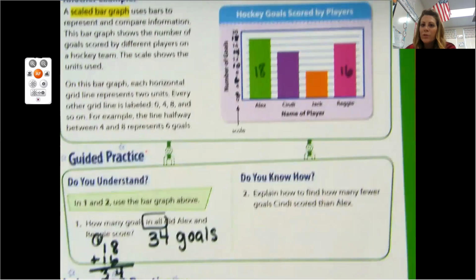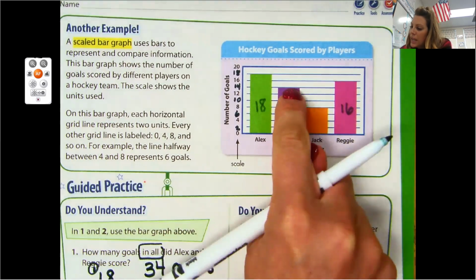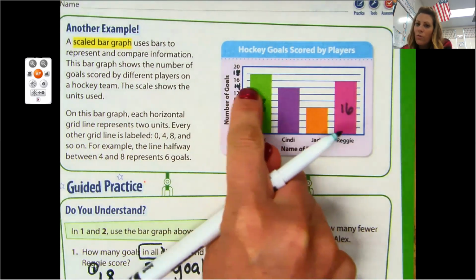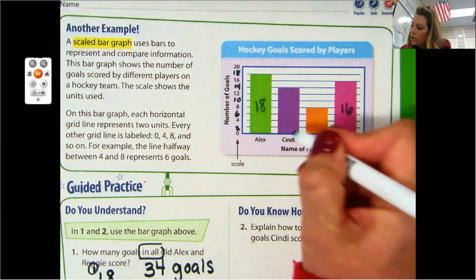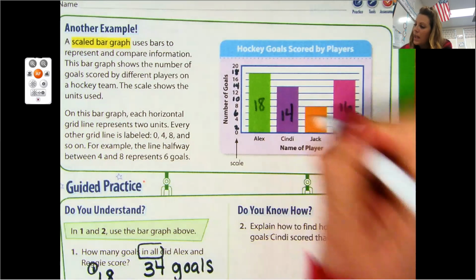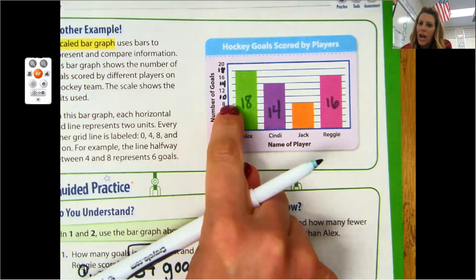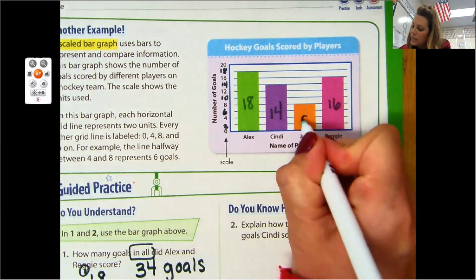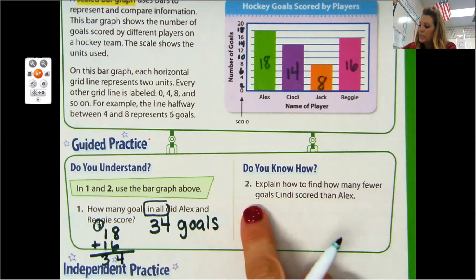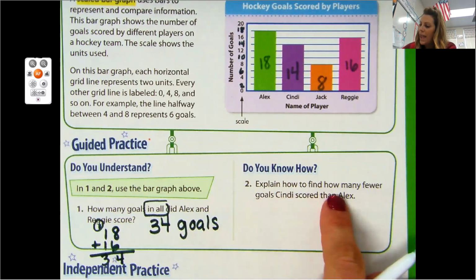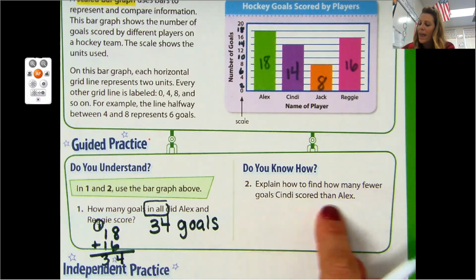All right, let's go backwards though, and let's look again at our next 2 friends. So Cindy, if we look at Cindy and we go over, Cindy has scored how many? Cindy has scored 14. And if we look at Jack and we go all the way over, Jack has scored 8. All right, do you know how? So let's look at this one. Explain how to find how many fewer goals Cindy scored than Alex.